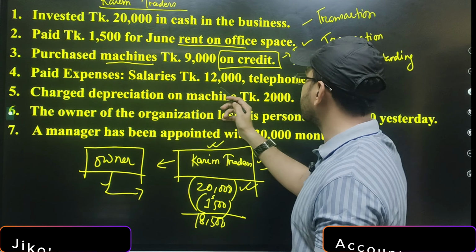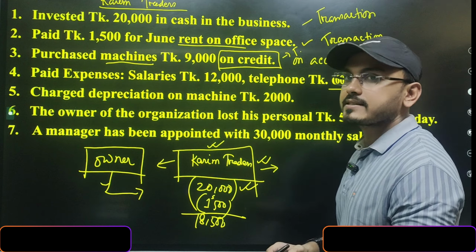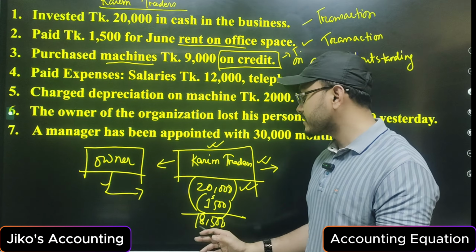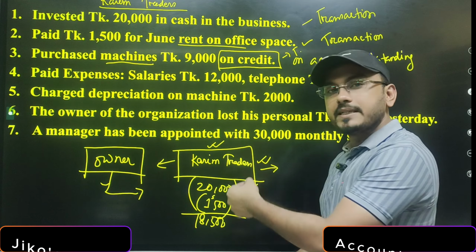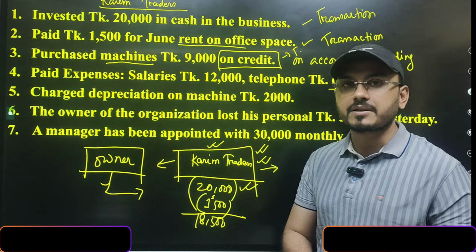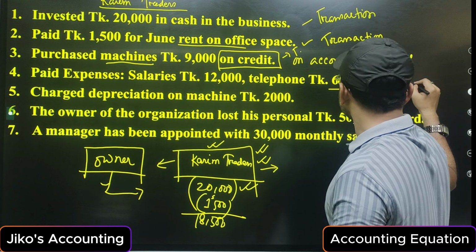Paid expenses, salaries taka 12,000, telephone taka 600. You can say because of this payment, how about my cash situation? My cash amount will be decreased. That indicates the changing of the financial condition of the business. So it's also a transaction.